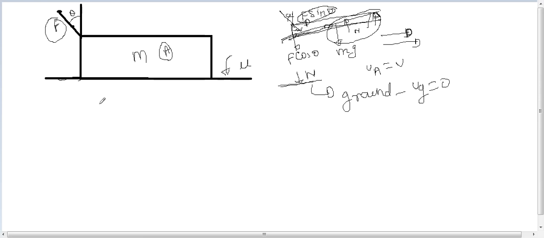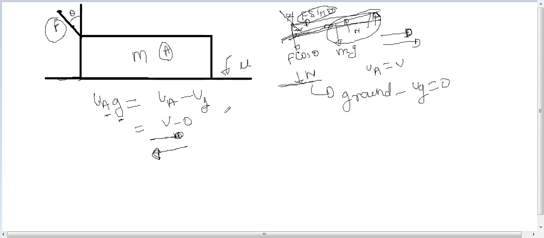We have to find the velocity of A with respect to ground, which is equal to velocity of A minus velocity of ground. So velocity of A is equal to v minus 0. This is the direction of velocity of A with respect to ground, in this direction. Friction force on A will be opposite to this direction, so this is the direction of friction force on A.